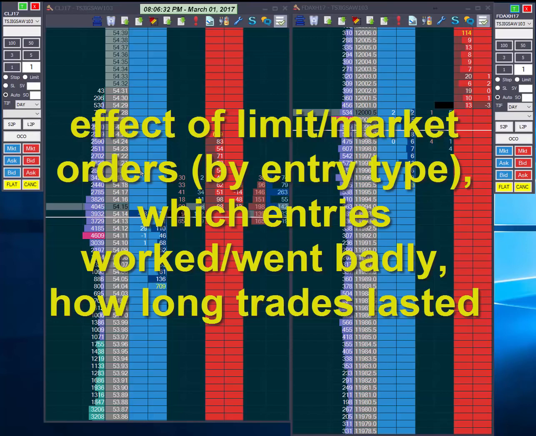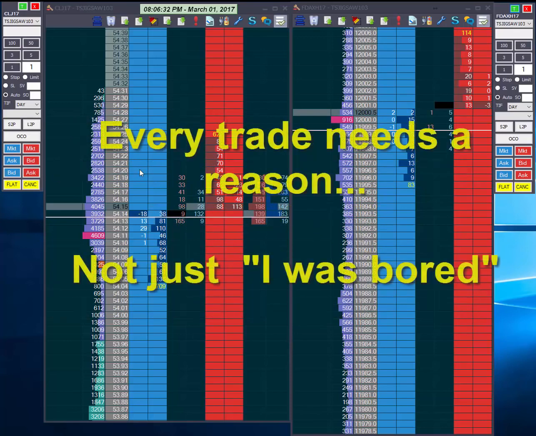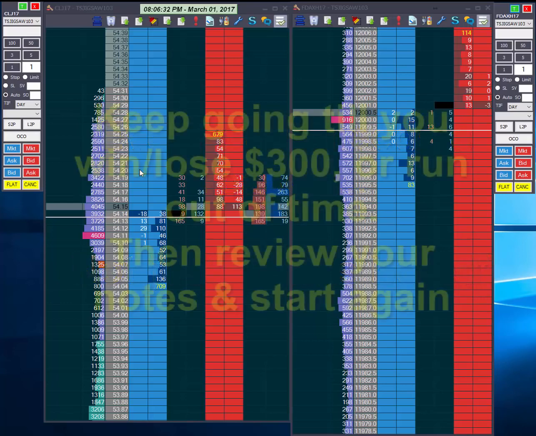And you also need to note how long the trades lasted, because some trades you're going to find that you win very quickly, and some trades you find the market just dies and doesn't go anywhere. Now what I'd also say is don't enter a trade if there's no reason to do so. So you need a reason, you need something to lean on before you enter a trade.